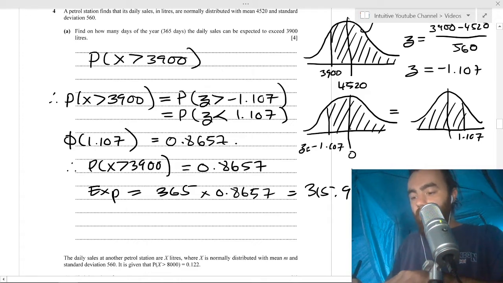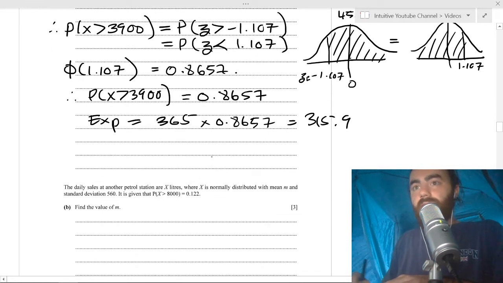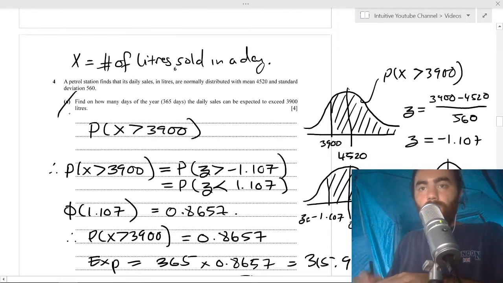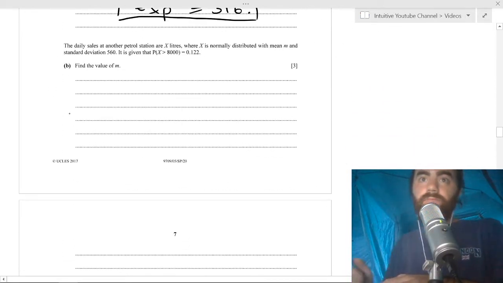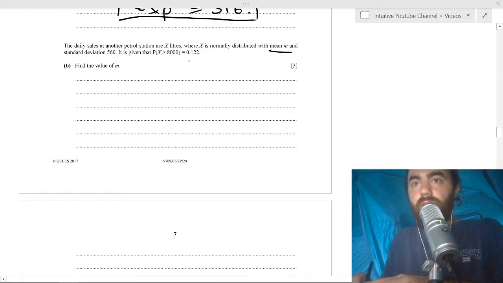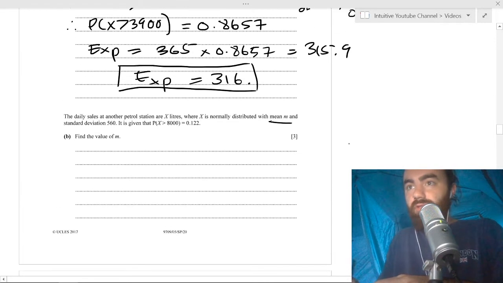315.9, but you can't have 0.9 of a day, so we could say the expected value is, let's say, 316 days of the year. Cool. Let's continue. The daily sales of another petrol station are X litres, where X is normally distributed with a mean of M and a standard deviation of 560. It is given this. So let's draw out what's going on here.